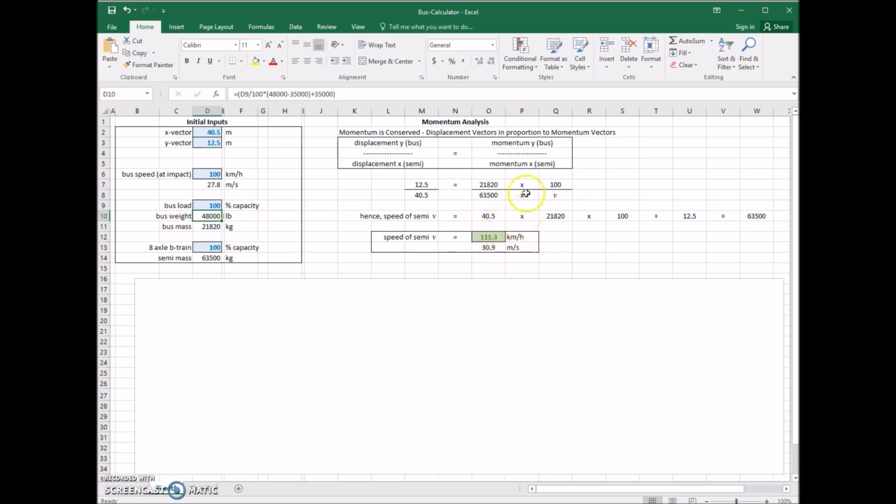Over here to the calculator. This is identical to the previous one. I think I changed these vectors a bit. Identical to the previous one in terms of the formula. But if we make the bus lighter, then the semi speed, I wanted 50, goes accordingly lower.